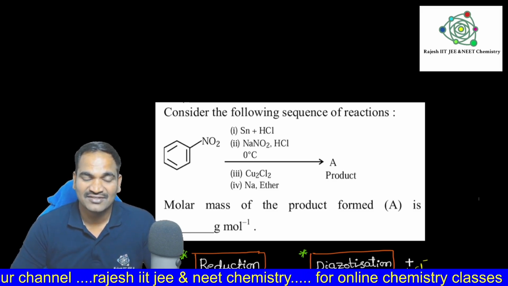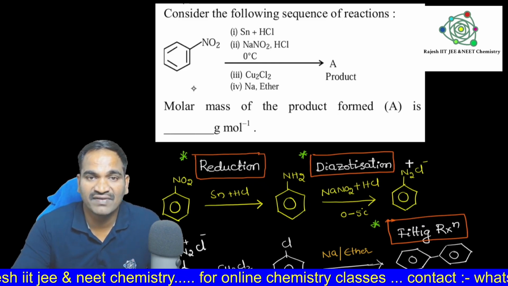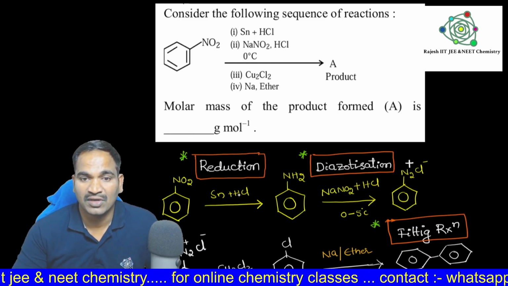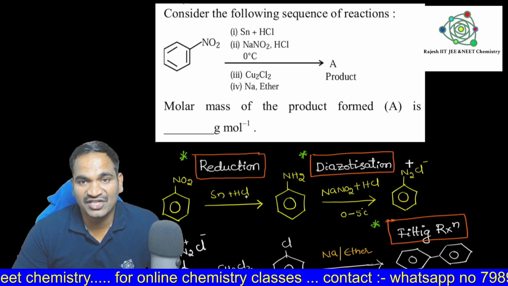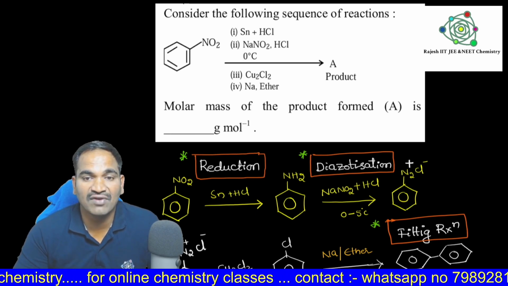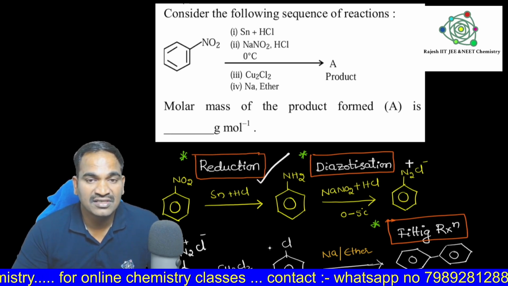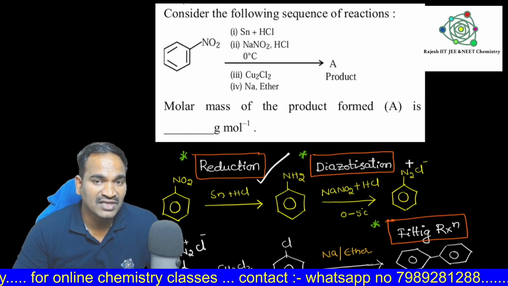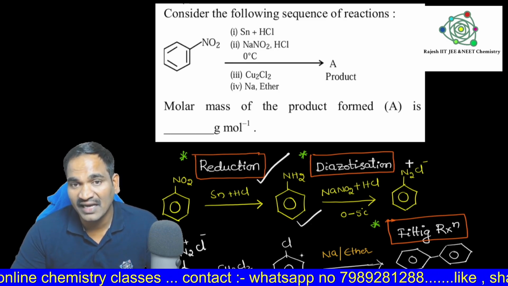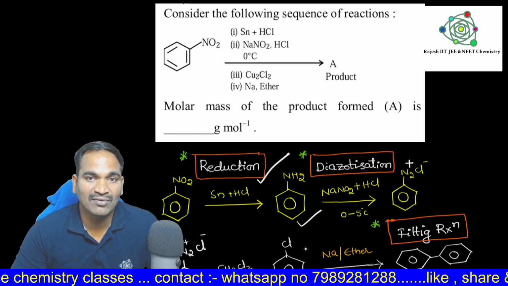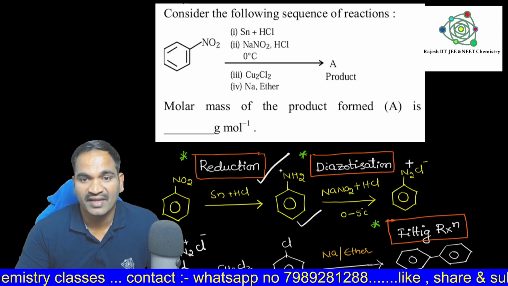So here nitrobenzene first they treated with Sn plus HCl, that means reduction. So nitrobenzene first involves in the reduction, and it is converting into aniline. You all know very well aniline: NO2 is converted into NH2, aniline.